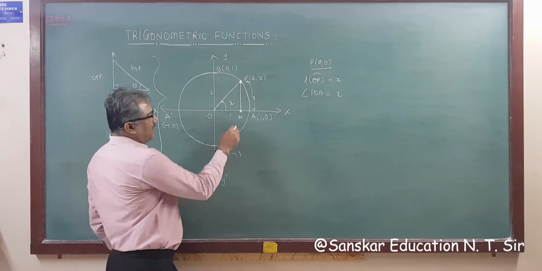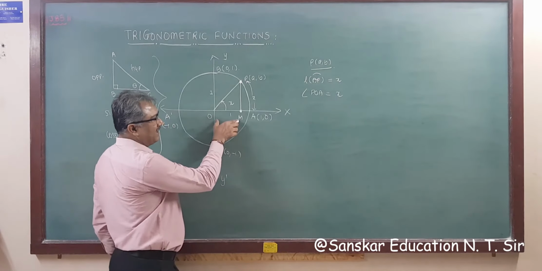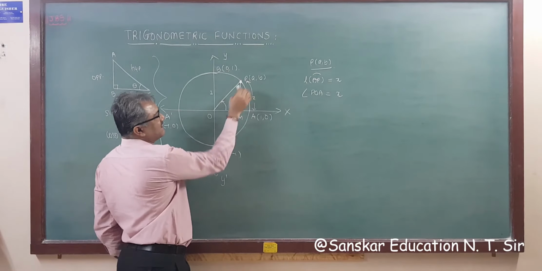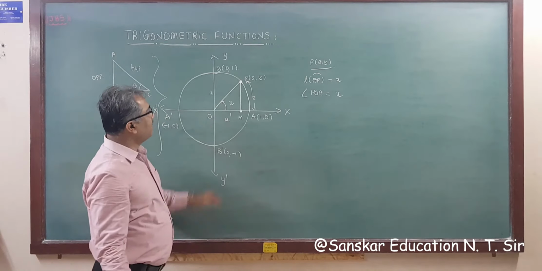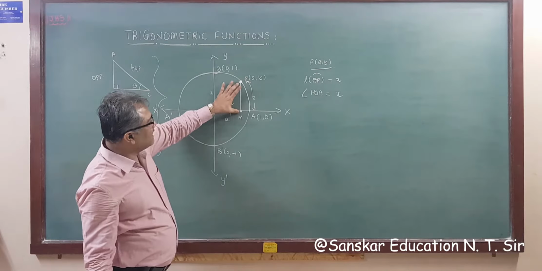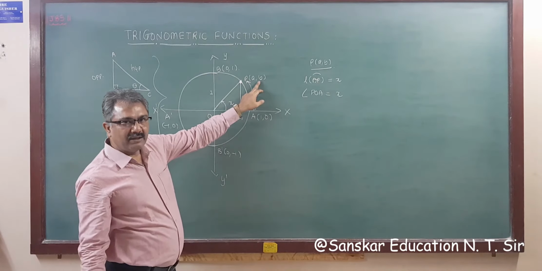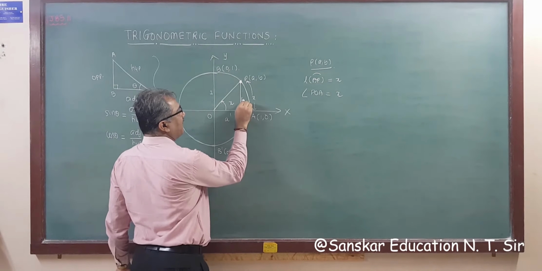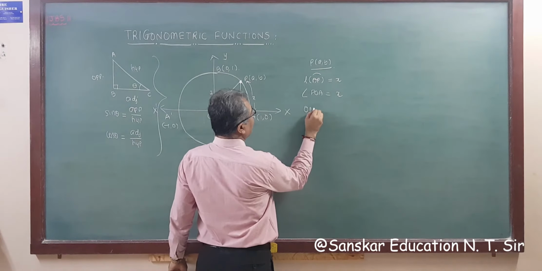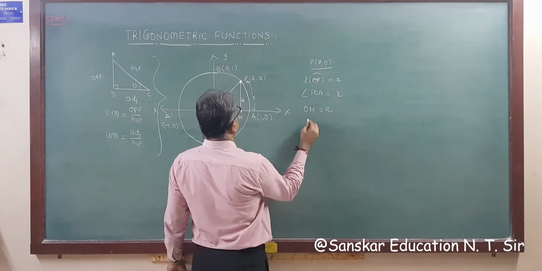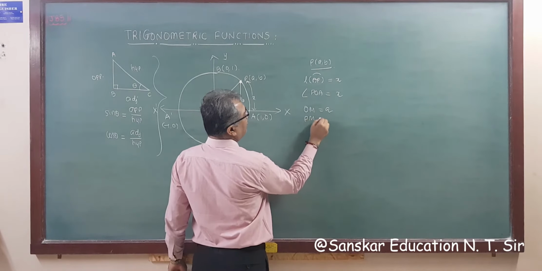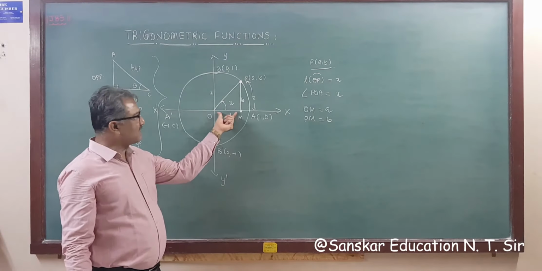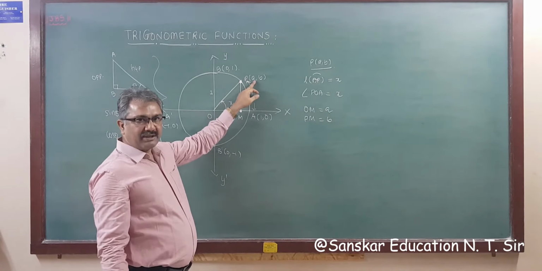Then OM is, you know, the x coordinate of point P, that is a, and this PM is the y coordinate of point P, that is b. So OM is equal to a and PM is equal to b. Got it? Because you have to take this point (a, b).